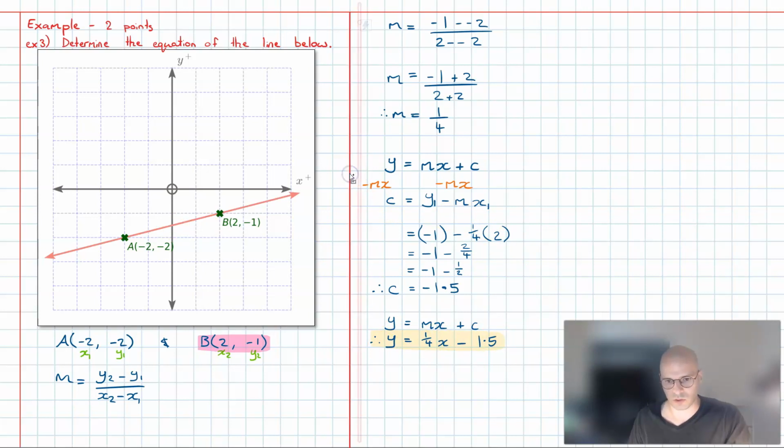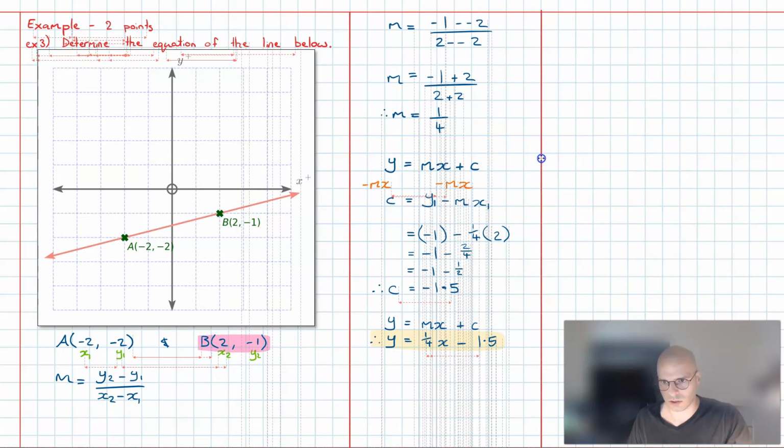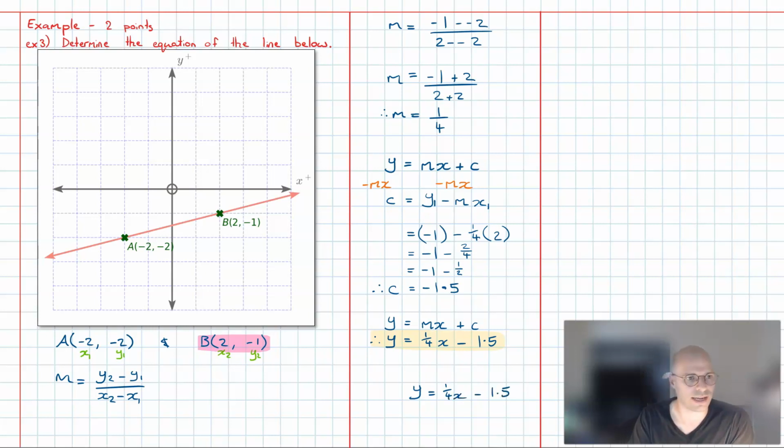Now if we wanted to go one better and go to general form, this will be the final general form I do. We can say y equals a quarter x take 1.5. My x's need to be on the left hand side, can't have them on the right, so I'll take a quarter x from both sides. This will yield as shown.